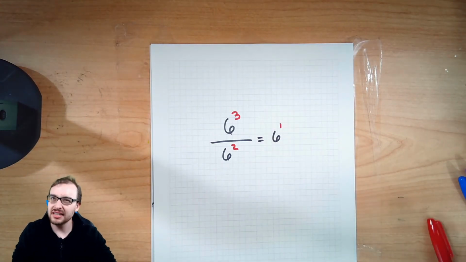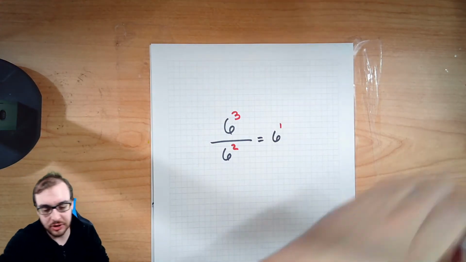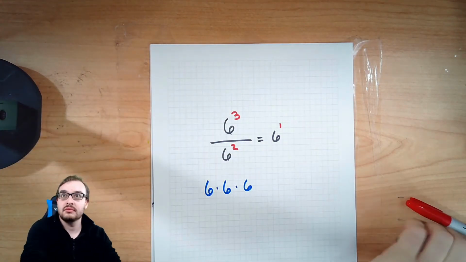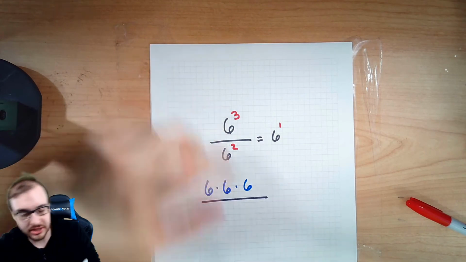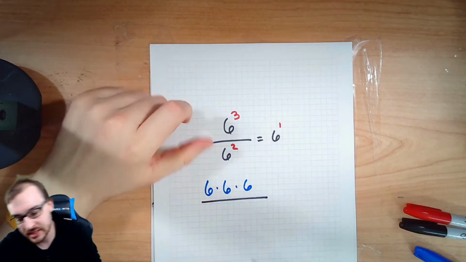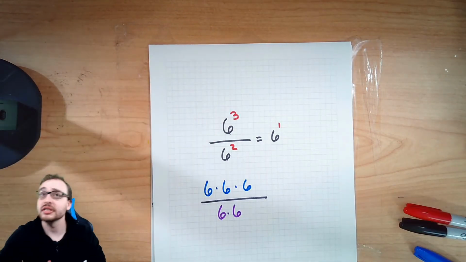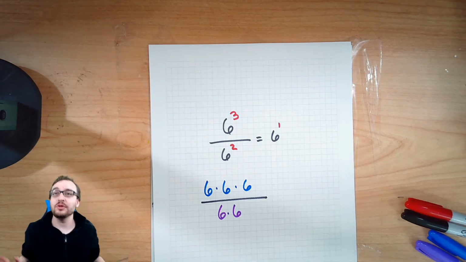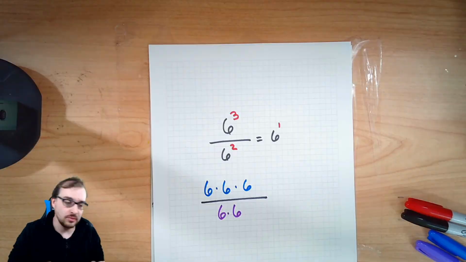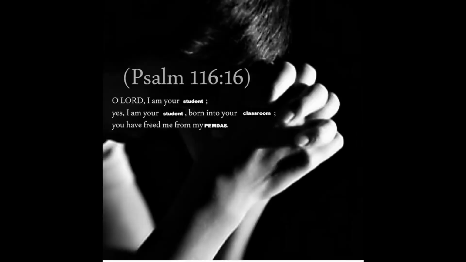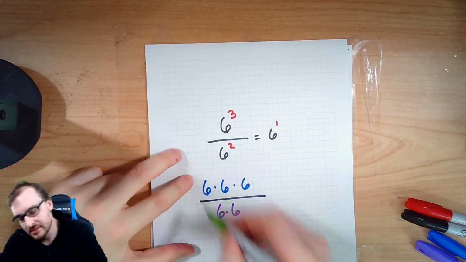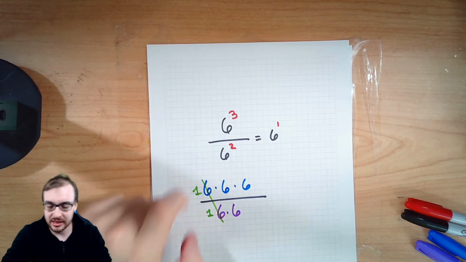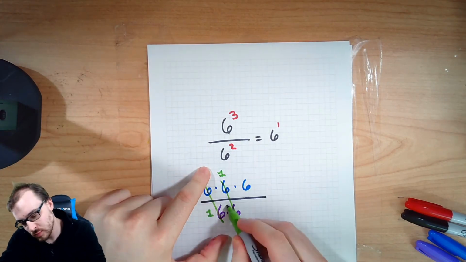Well, it has to be. 6 cubed is just 6 times 6 times 6. 6 squared is going to be 6 times 6, right? 2 6s being multiplied. And like I said before, you can multiply and divide in any order you want. There is freedom. Do not be shackled by the chains of PEMDAS. 6 divided by 6, I know that. That's 1 over 1. 6 over 6 is just 1 over 1.